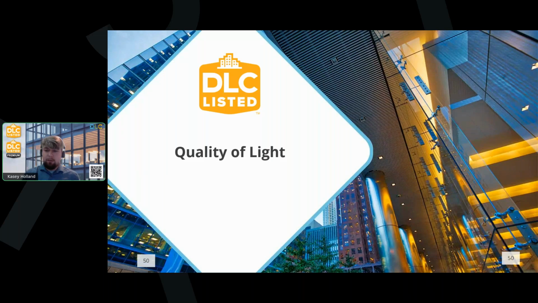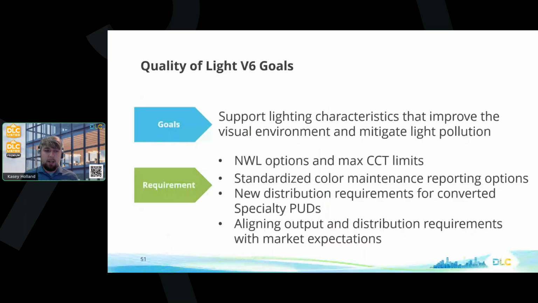So in version 5 and version 5.1, DLC really dug deeper into quality of light, considering things that encompass characteristics of the luminaire or the lighting product, including its spectra, its distribution, color maintenance, and getting into more application-specific considerations like discomfort from glare and light pollution. DLC standard quality of light requirements are really intended to ensure that all listed products have a baseline quality of light performance, considering those specific topics that I just covered.